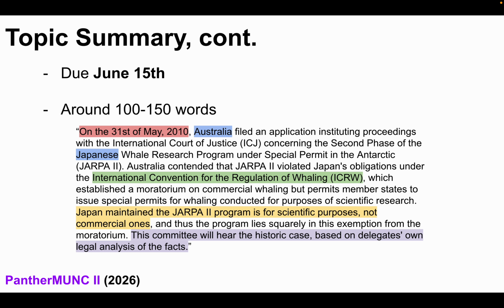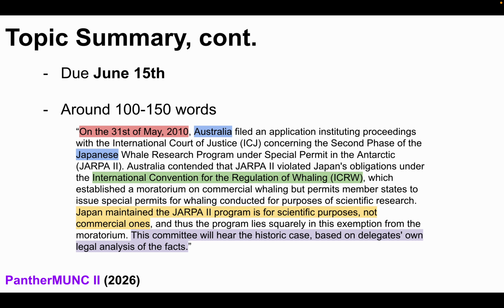So I know this is ICJ, it's a little different from GA, but you should still mention a specific treaty or a set of documents or a problem, a past action. Really, that's what that represents. And then explaining what it is, and then Japan maintained that the JARPA II program is for scientific purposes, not commercial ones. So that's really the meat of the topic, what's the problem with it, and then what I want the delegates to do. This committee will hear the historic case based on the delegates' own legal analysis of the facts. So at the end in a GA, it'd be like, this committee will, in my case, discuss the standardization of the voluntary carbon market.